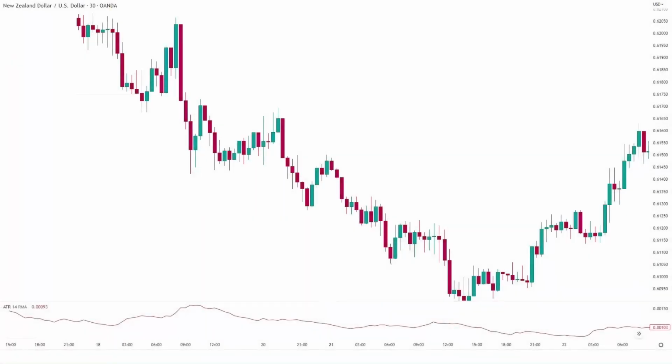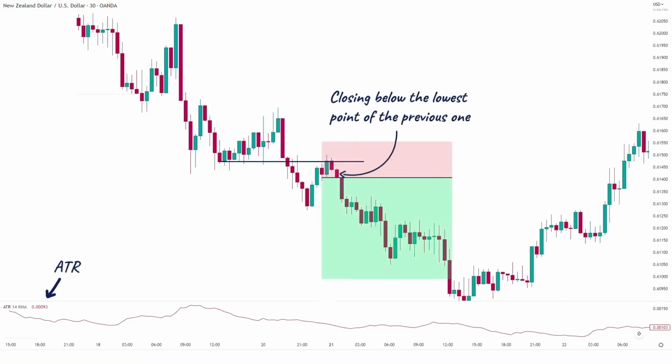Let's see another example. Here on the New Zealand dollar 30 minutes, we had a downtrend, and then the market made a double bottom and broke it to the downside. So first, we will draw a line on the close of the lowest candle of the double bottom pattern, and wait for the price to touch it. Then we will open a short position when the price prints a candle, closing below the lowest point of the previous one. Again, place your stop 1 ATR above the highest point of rejection, and target the next demand area.